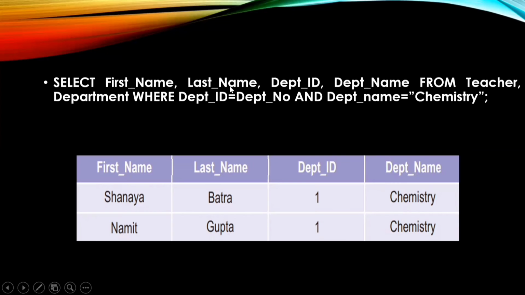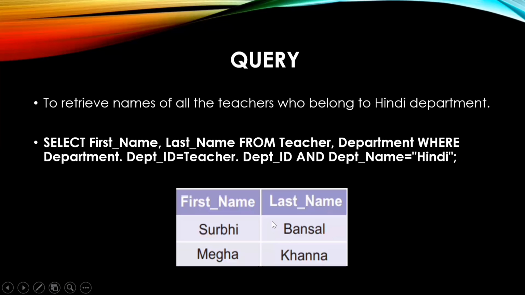Select first name, last name, department ID, department name from teachers table and then department table where teacher ID equal to teacher number and department name equal to chemistry. So who is in the chemistry department? That name will be displayed on the screen. Next, let us see another query: to retrieve the names of all the teachers who belong to the Hindi department. Okay, who is in the Hindi department? That will be displayed on the screen.